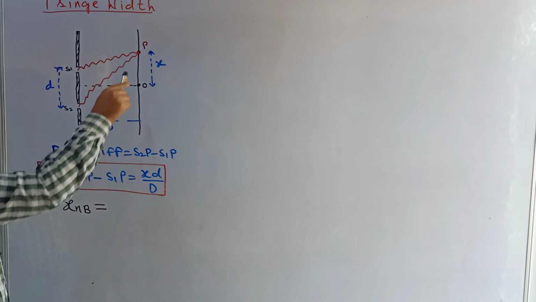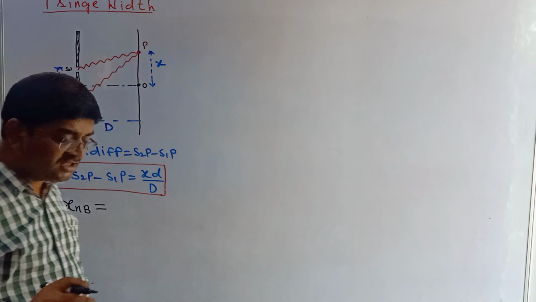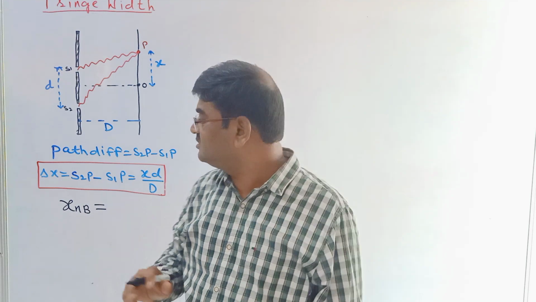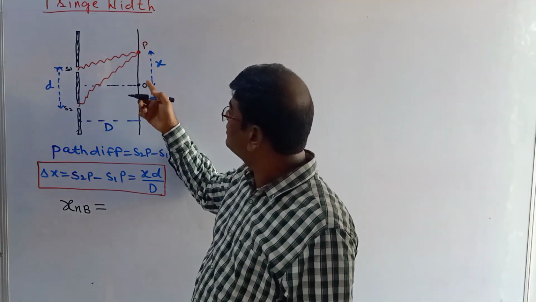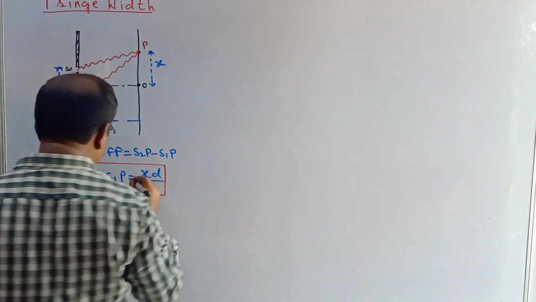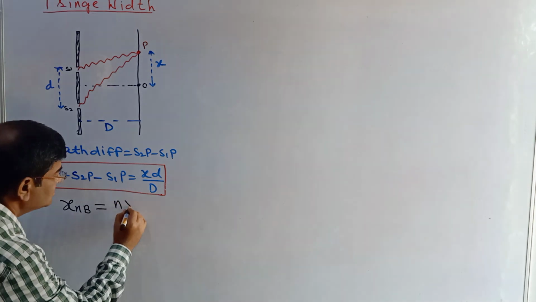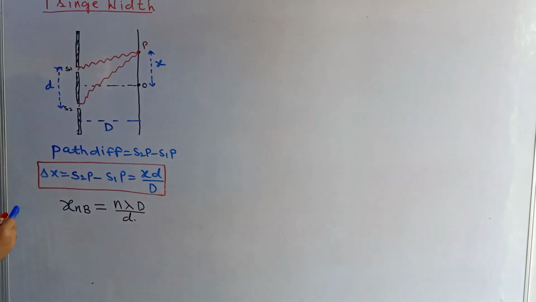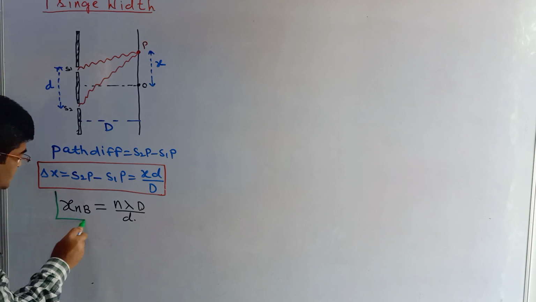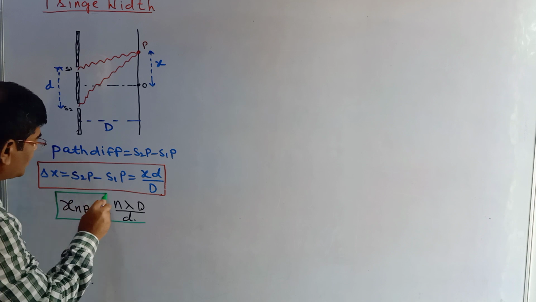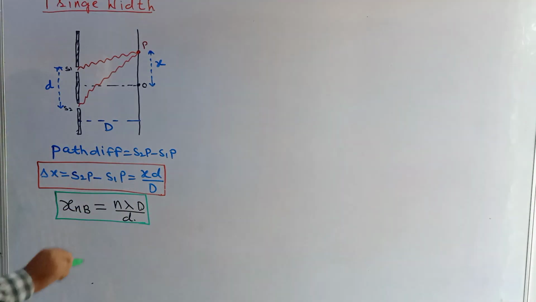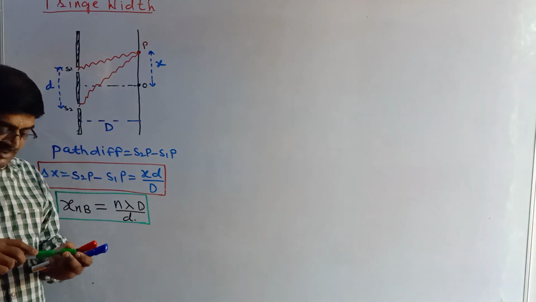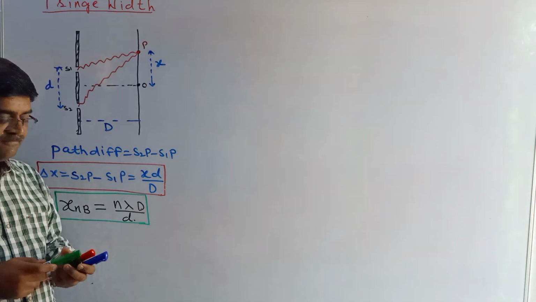So at P for the nth bright band, the distance of that nth bright band I have worked out, and I get that as n lambda D by d. Important one. So what is this? Location of the nth bright band on the screen with respect to, of course, the center of the screen.